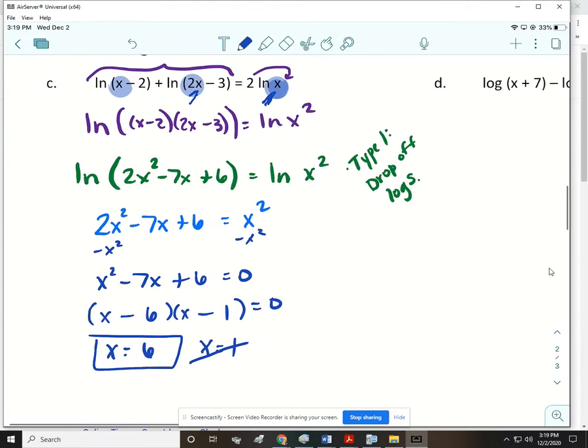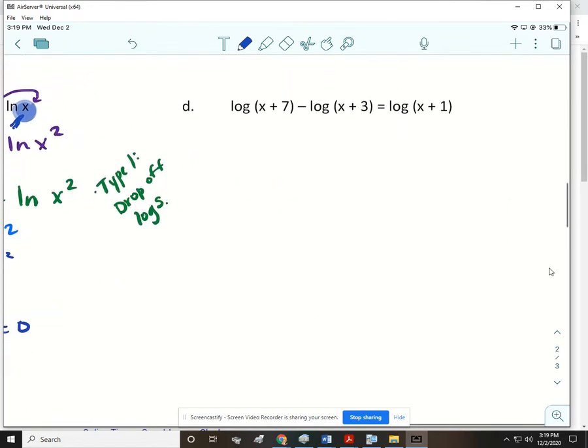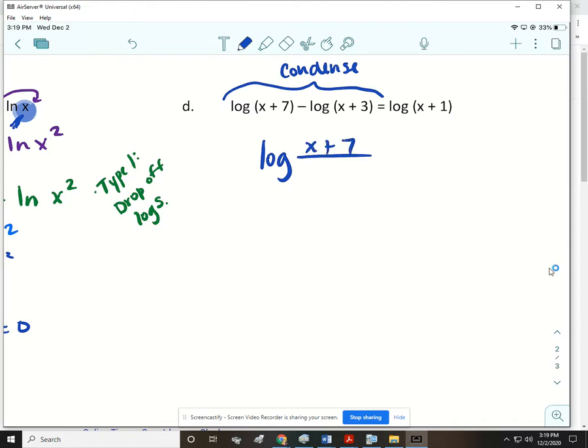All right. So let's look at D. For D, again, I need to condense these logarithms. So since they're separated by subtraction, I'll use division to bring them together.